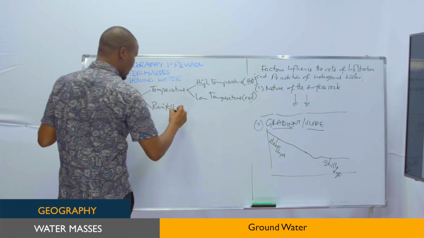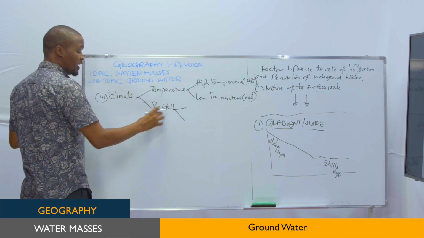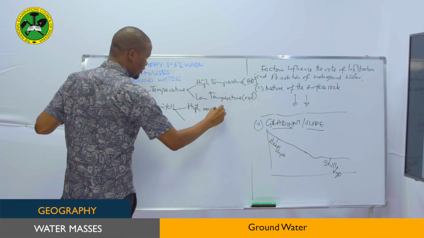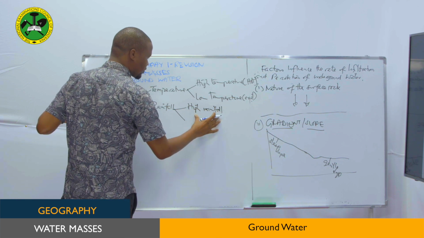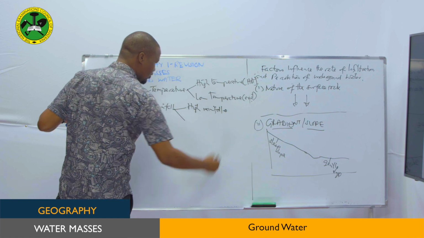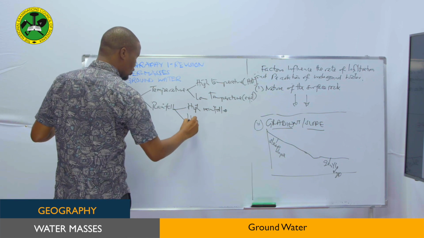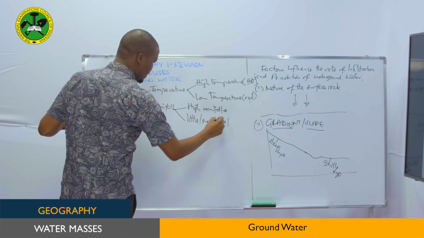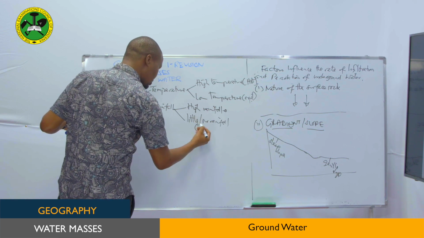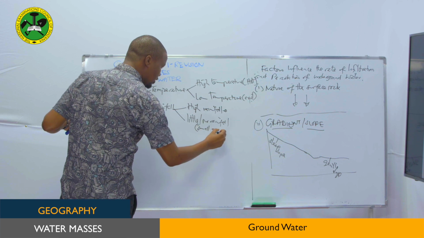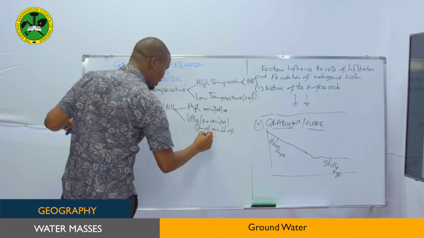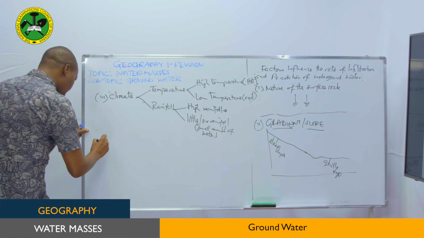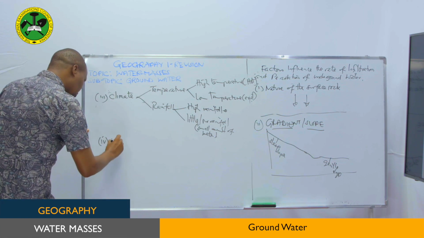Then you go to the rainfall. It's easy. We know that in areas of high rainfall, we expect there will be a high amount of water underground, while areas with little or no rainfall will have a small amount of water underground. You see, this is rainfall. Then from there we have what we call the vegetation.